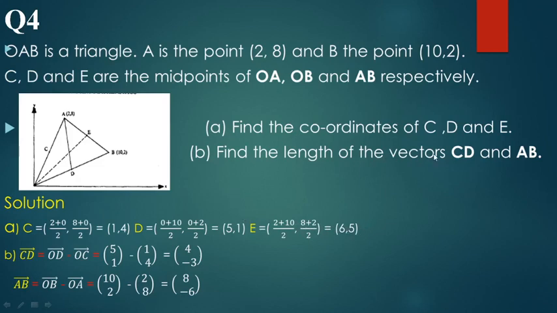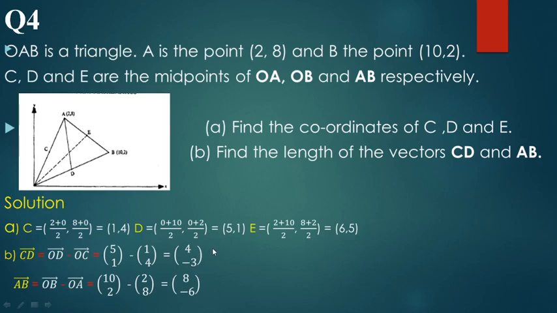Then find the lengths of vector CD and AB. First of all, you have to find vector CD. Vector CD equals OD, the position vector of D, minus the position vector of C. D we got as (5, 1) minus that of C, which we got as (1, 4). So 5 minus 1 is 4, 1 minus 4 is negative 3. So vector CD is (4, -3).